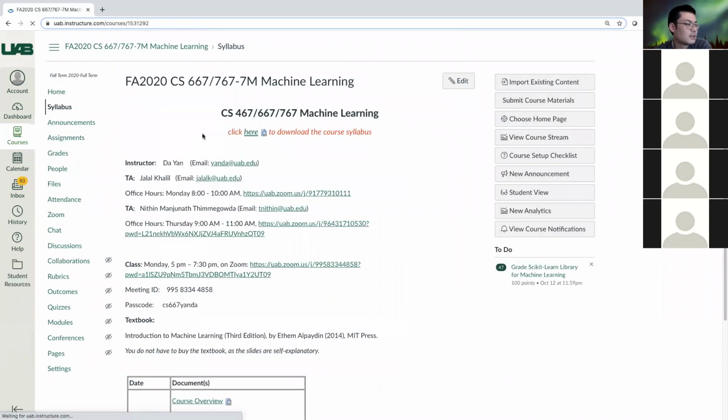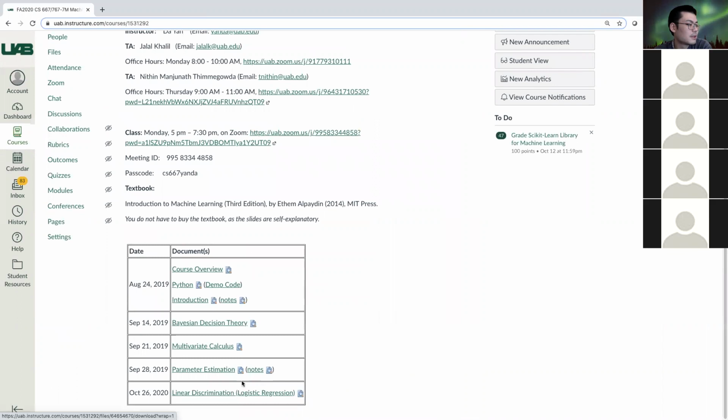Okay, and also the slides for today are released. So linear discrimination. We also cover the other topic of logistic regression that is closely related. Right. So yeah, let's begin.